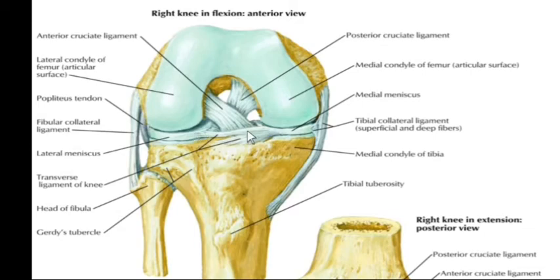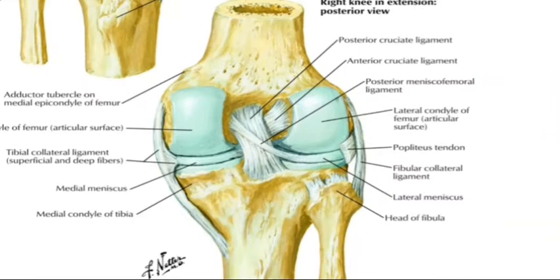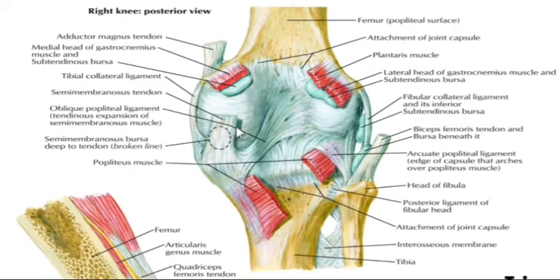Now on the posterior side, you will find the posterior menisciofemoral ligament, this one, oblique popliteal ligament. The oblique popliteal ligament is a tendinous expansion of the semimembranosus muscle, which you have already studied in the back of the leg, this one. And this is semimembranosus tendon.